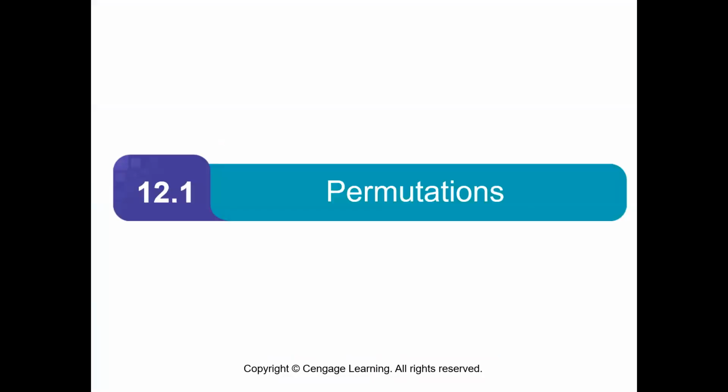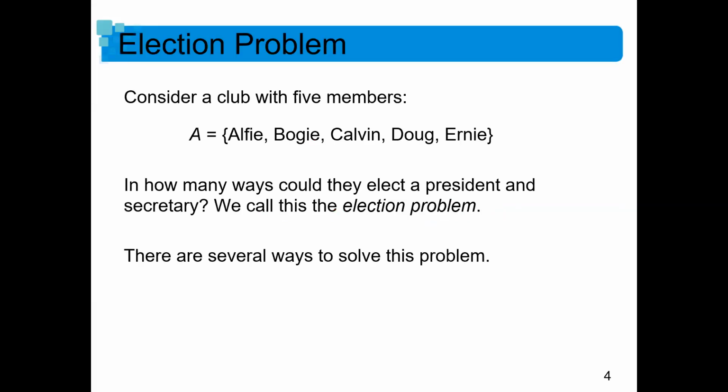So, what is the first topic? Let's first talk about permutations. This word you probably heard from your statistics classes. So, let's review what permutations is. In order to do that, let's talk about the election problem.